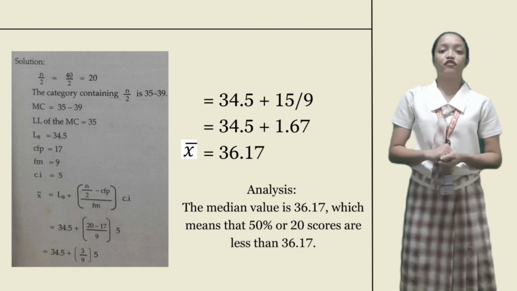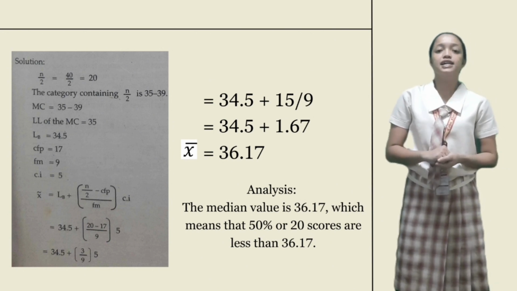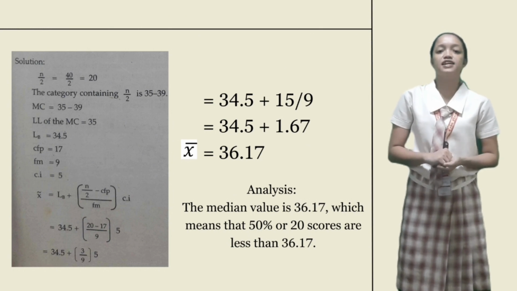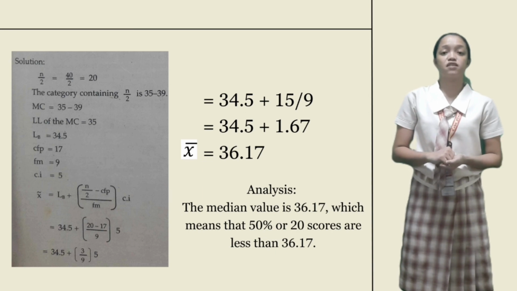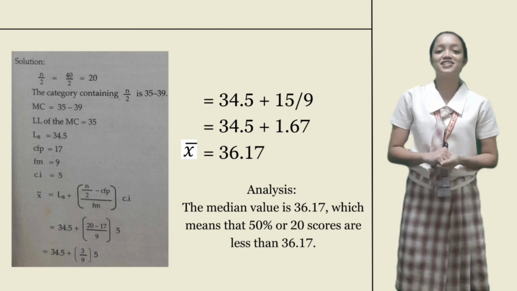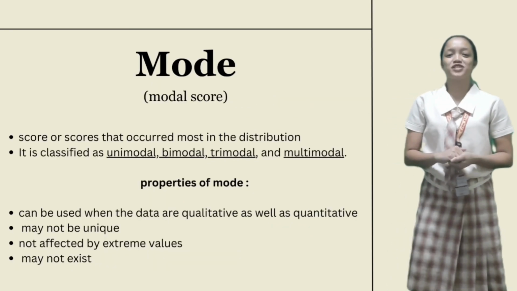We have 34.5 plus 15 divided by 9 times 1.67, which is equal to 36.17. So the median value is 36.17, which means that 50% or 20 scores are less than 36.17. So now let's proceed to the mode.